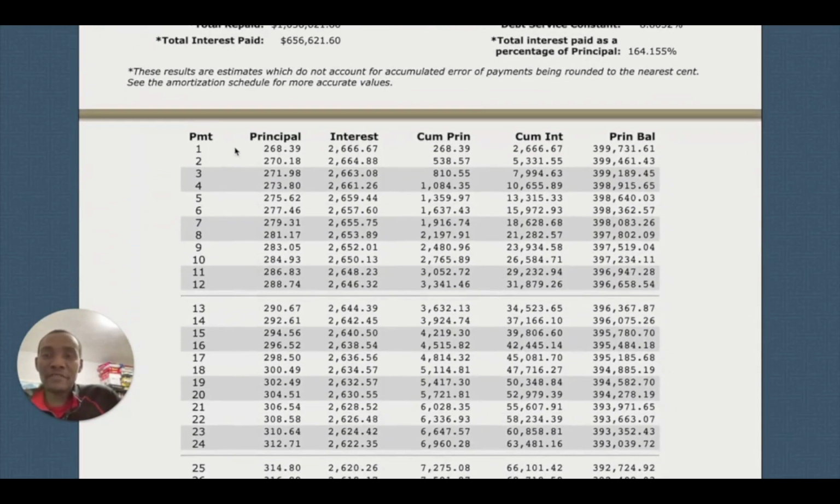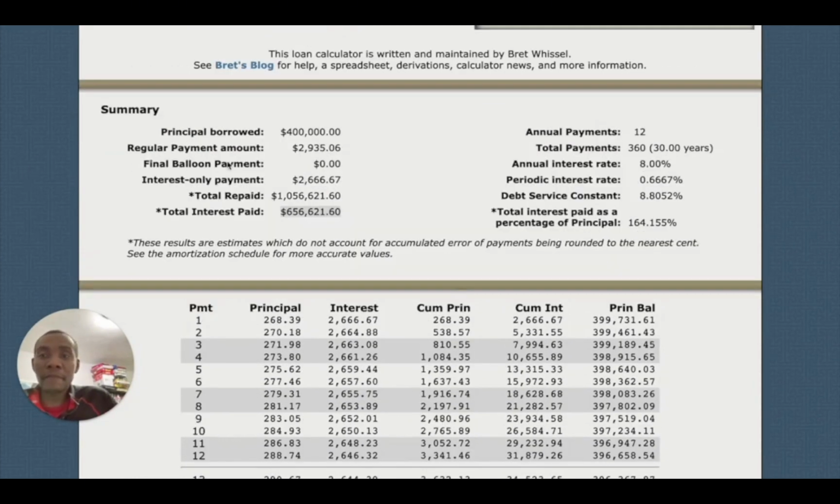Then it will give you payments from payment number 1 right up to 360 payments, which equals 30 years. So we're actually borrowing $400,000 at an interest rate of 8%, as you can see there. The total amount of interest that we'll have to pay for this loan is $656,000. That is over $656,000 we'll have to pay in interest to borrow $400,000.